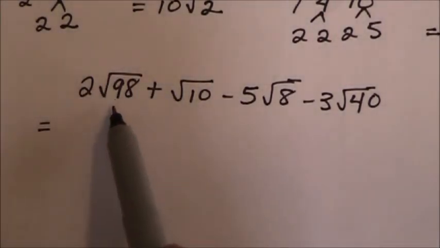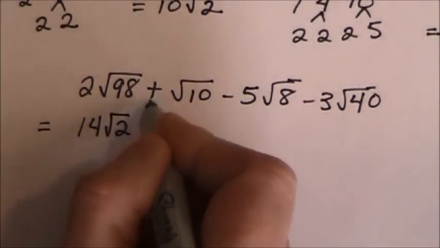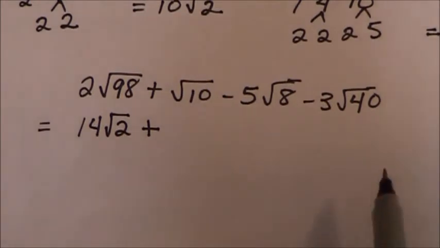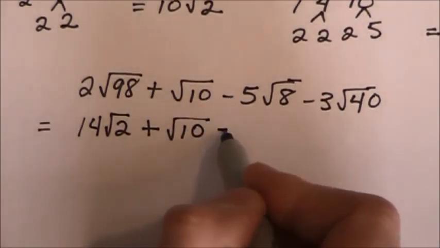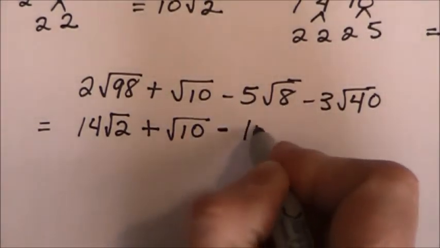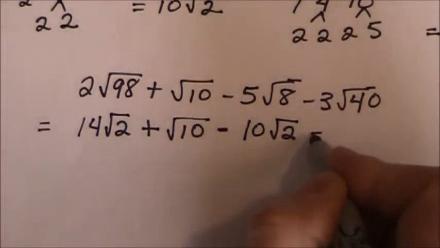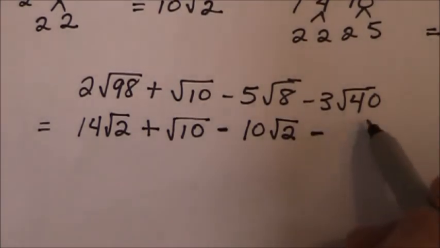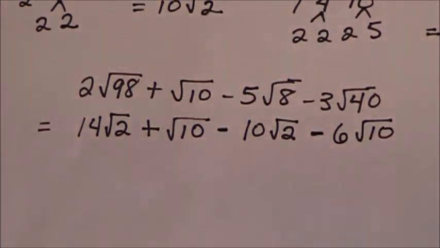2 square root 98 had simplified to 14 square root 2. Plus sign, so we still have a plus sign. Square root of 10 we figured out did not simplify. Minus sign, so we still have a minus sign. 5 square root 8 became 10 square root 2. And then we have a minus sign, so minus sign. 3 square root 40 became 6 square root 10.